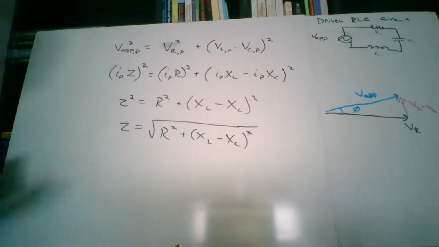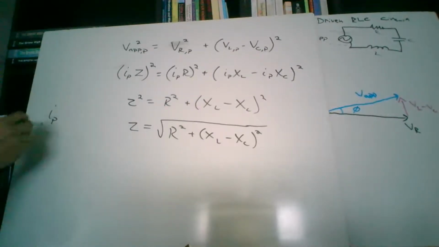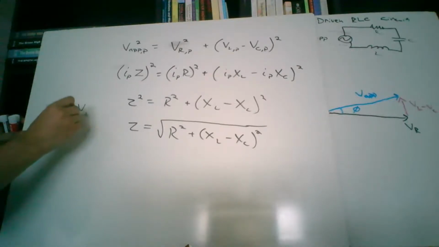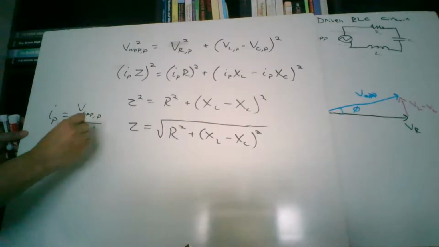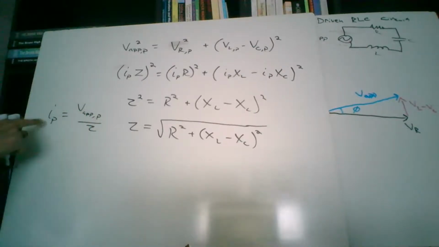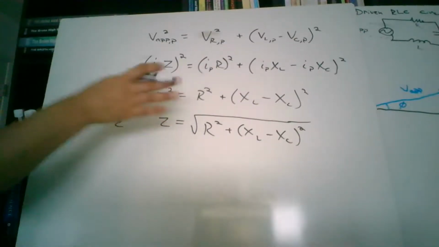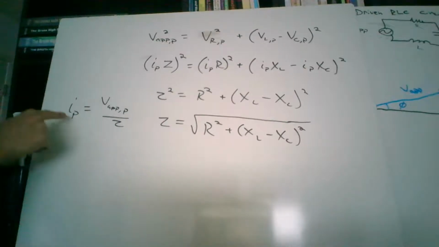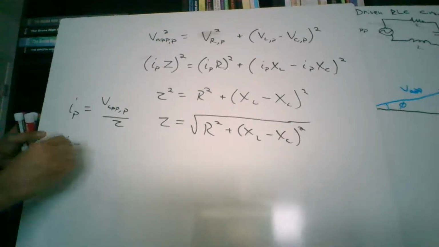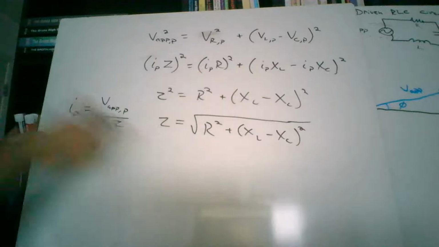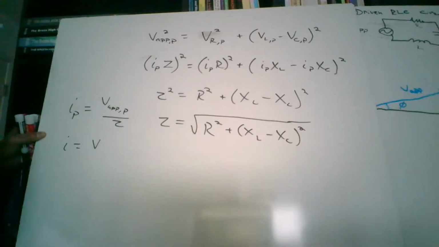Now, some other stuff that you might want to know just on the side right here. Well, I'm saying that this is equal to that, right? So we could say that the peak current is going to be equal to the voltage applied at the peak divided by Z. Now, that's the peak current. What if I just want the current? If I don't want the peak current, but I just want the current in the same direction as R.